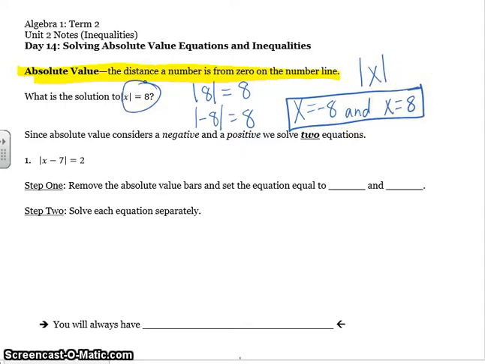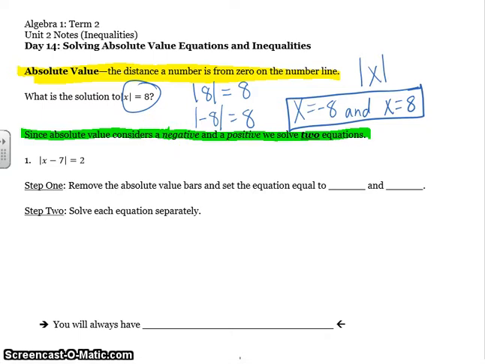Now the same thing is true when we're looking at absolute value equations. Since absolute value considers a negative and a positive, we solve two separate equations. Our first example is the absolute value of x minus 7 equals 2. Our first step is to remove the absolute value bars, and we're going to set the equation equal to positive 2 and negative 2.